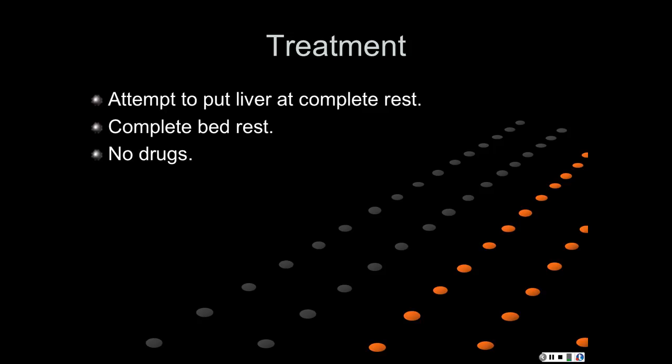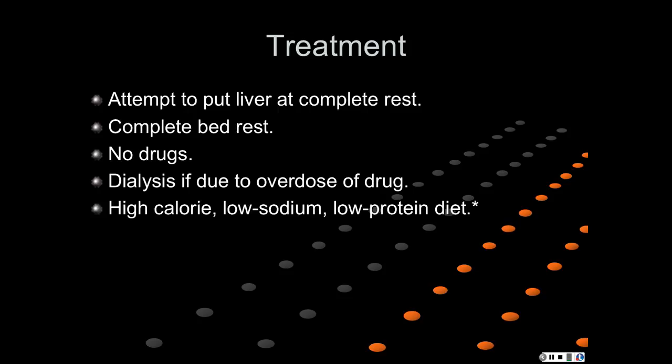Main thing with treatment, the liver should be put completely at rest. No drugs. The patient themselves should be at rest. Anyway, they are too ill for anything else. Okay? If it's due to an overdose of drugs, then they would require dialysis. Diet-wise, they require high calorie, low sodium, low protein diet. Okay? Low sodium, because sometimes they may have fluid retention as well.